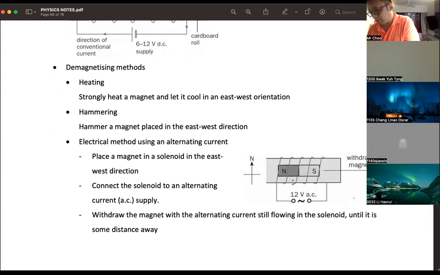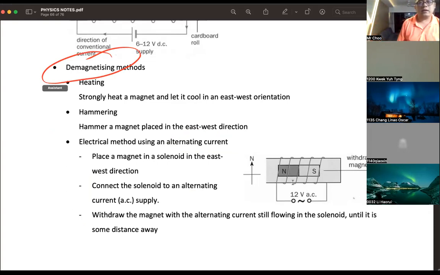What are the three methods of demagnetizing? All of you tell me now. What are the three methods of demagnetizing? Okay, I go and drink some water.